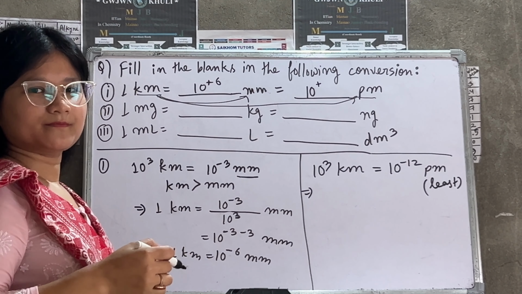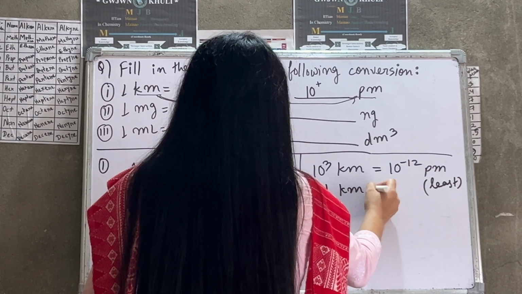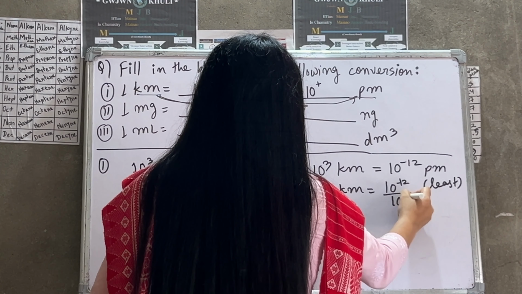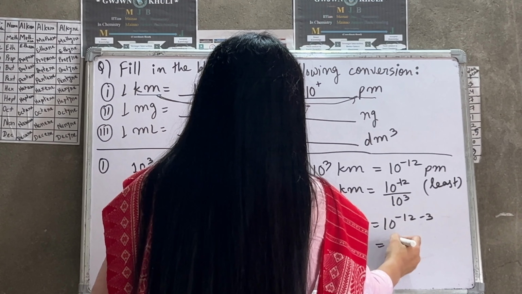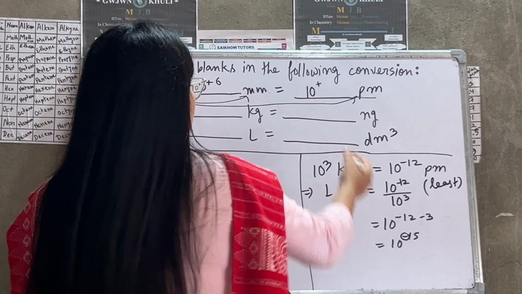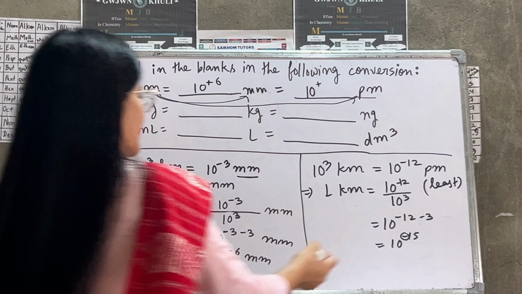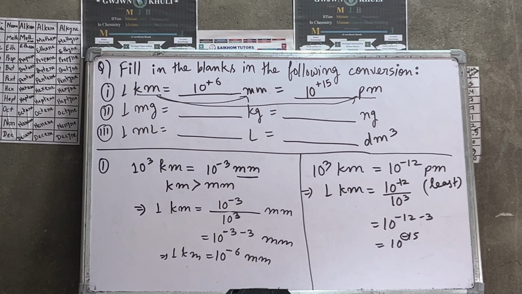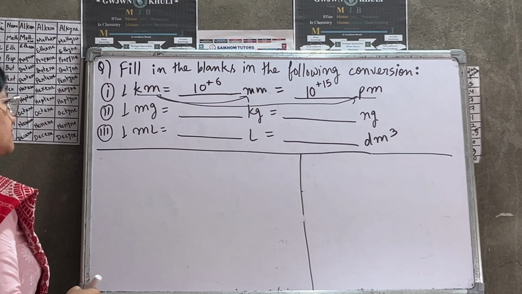Here also positive. After that, solve this: 1 kilometer equals 10 to the power minus 12 and 10 to the power 3. And this one is minus 12 minus 3, equal to 10 to the power minus 15. But this minus becomes positive here because it is highest to least conversion, and the same value should be there. Clear?